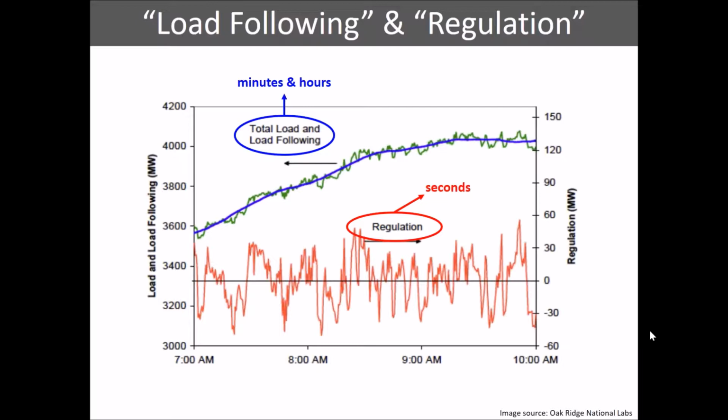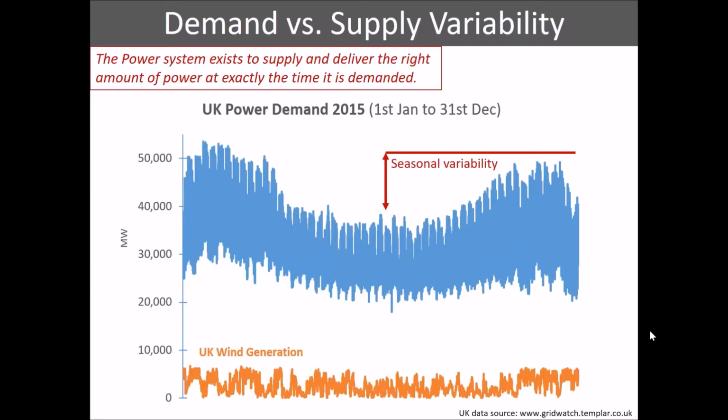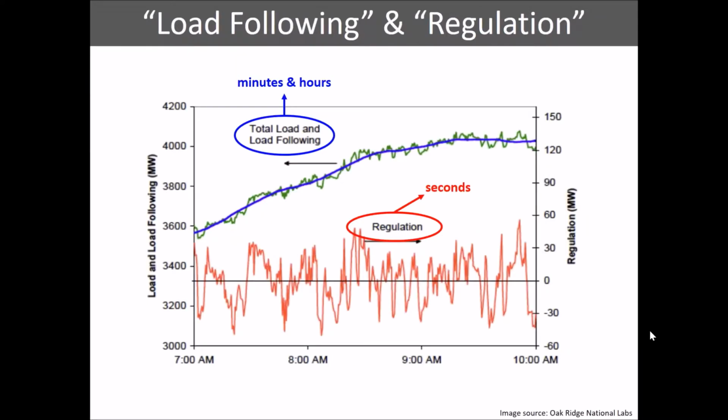If I pop back to that previous chart, you'll notice I've pointed out the seasonal variability here in the UK. To flatten out that seasonal variability would be an enormous undertaking in terms of storage capacity, which again is going to bring us to the idea that with storage, we can do some things, but maybe we can't do everything, at least not just now.